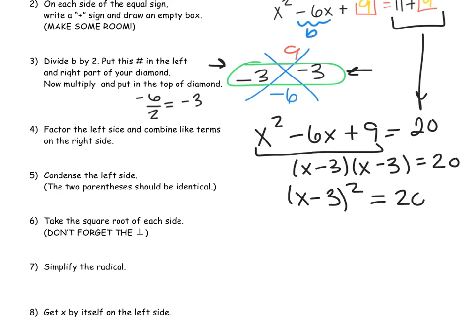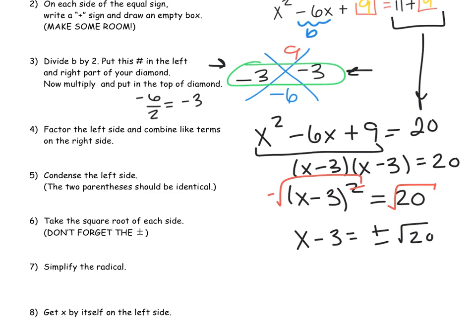And set that equal to 20. Step 6 says take the square root of each side. Don't forget your plus or minus. We didn't go over that yesterday, but I'm going to introduce it right now. The square root of x minus 3 squared is just x minus 3 because they cancel. The only way to get rid of the square is to take a radical. So I get x minus 3 equals plus or minus the square root of 20.